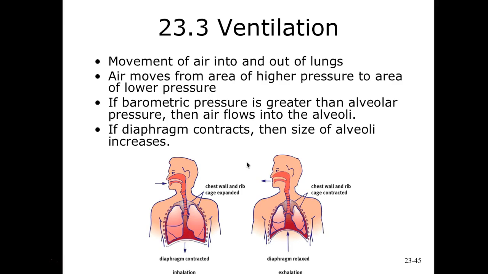If our diaphragm contracts, like we see in the image here on the left, then the size of our alveoli are going to increase. You could think of, if our diaphragm is contracting, it's moving down, so it's pulling the air down into our lungs, and we would have to increase our thoracic volume, which means we're moving air into our alveoli, and so the size is going to increase.